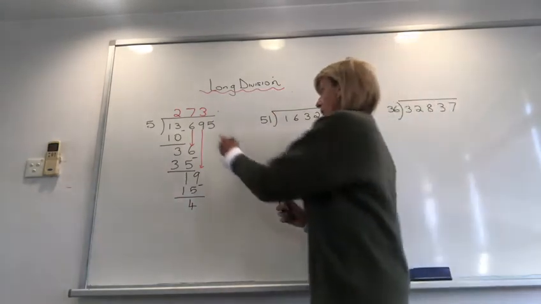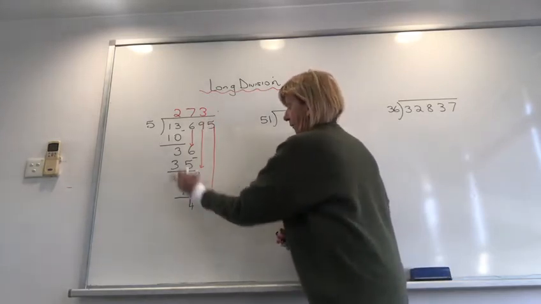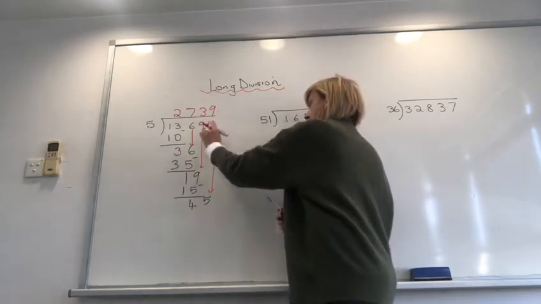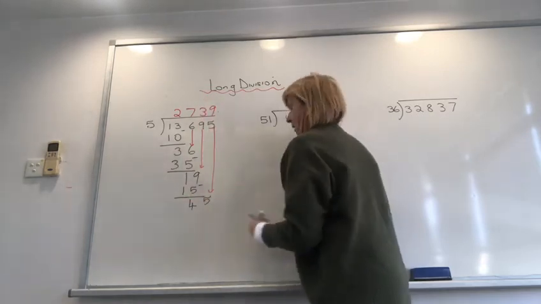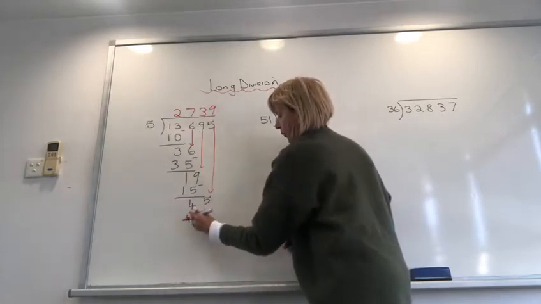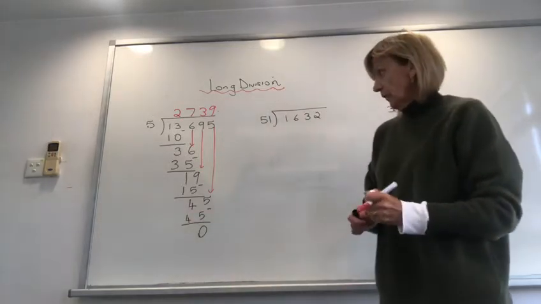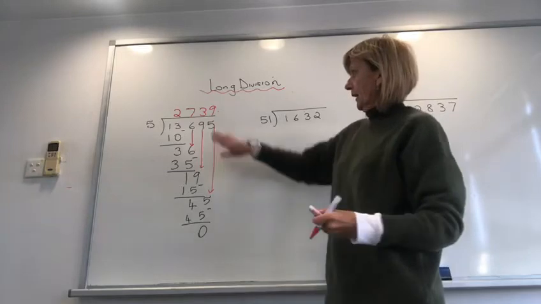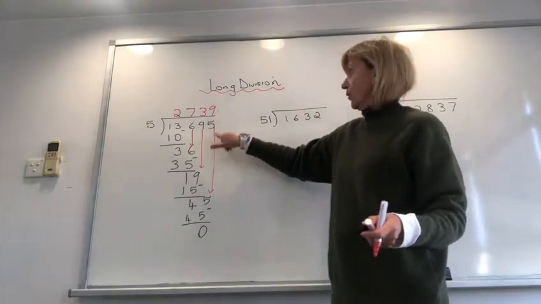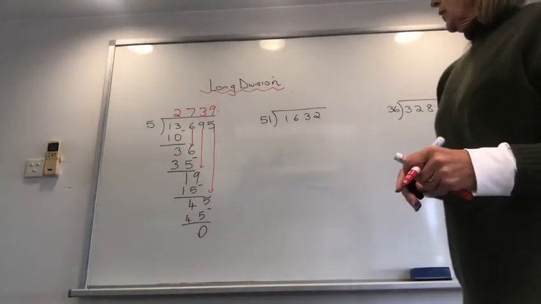And lastly, bring down the last digit, which is the 5. So we're doing 5. How many 5s in 45? The answer is 9, so that goes above the 5. And then we multiply 9 times 5 is 45. Put it underneath, draw your line, subtract, and 0. So 5 divided evenly into 13,695, and most of you could tell me that's true because of the 5 on the last digit. So let's go a little bit harder.